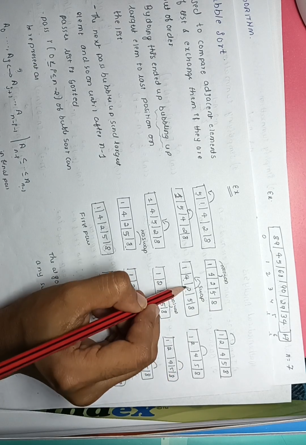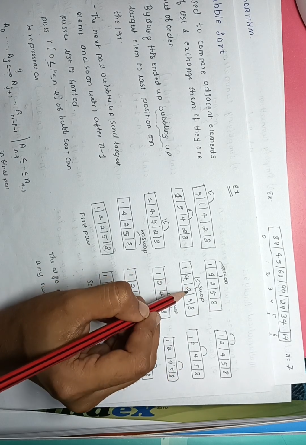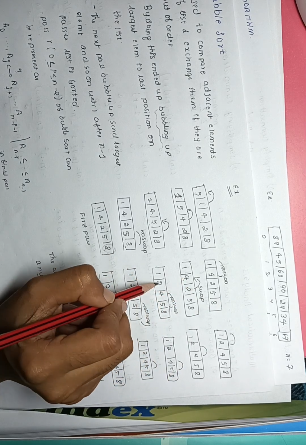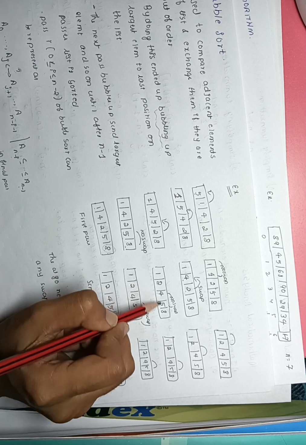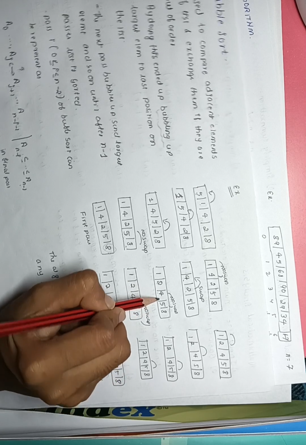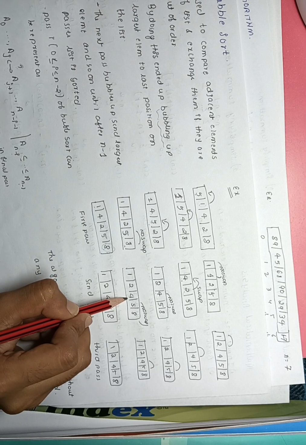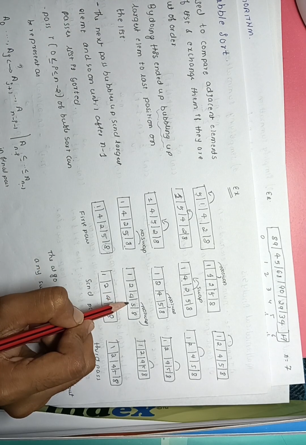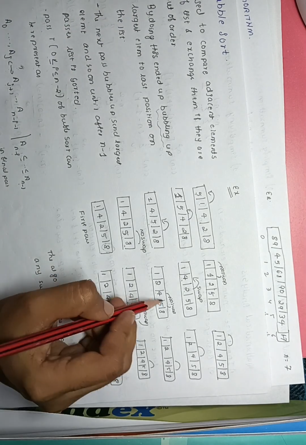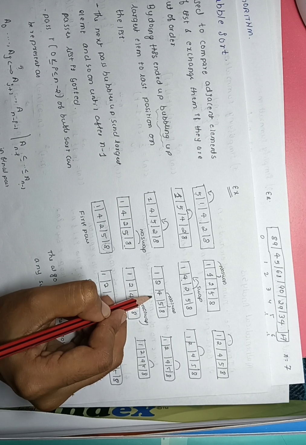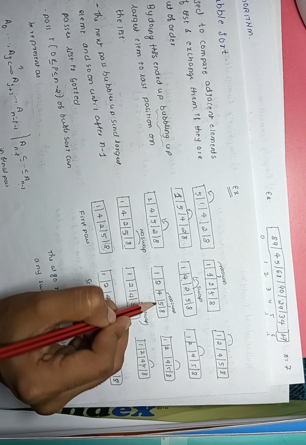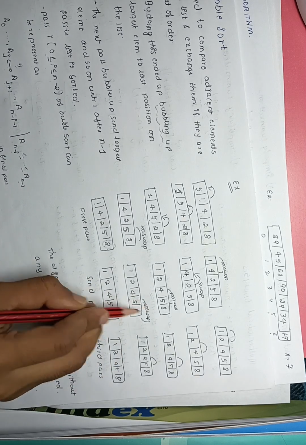Okay, here 4 and 2, 2 is smaller than 4, so it requires a swap. Again start from the third and fourth position. 4 and 5 are in order, hence no swap. And again compare from 4 to 5. Again, 4 and 5 are in order, no swap. 5 and 8 are also in order, no swap.